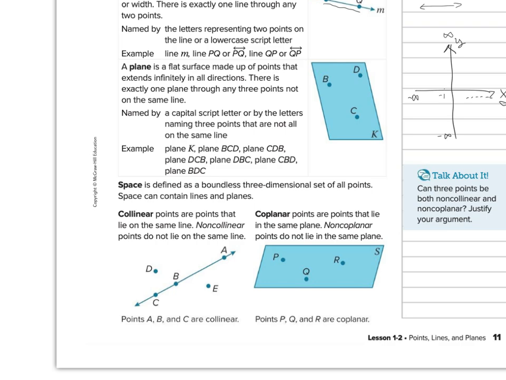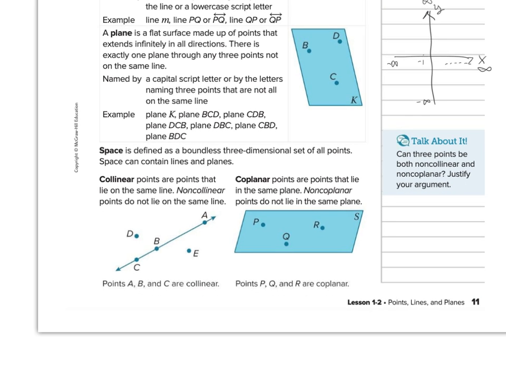Okay. And then collinear means that we have points that line up on the same line. So they line up on that one-dimensional line. They are collinear. As you can see here, A, B, and C are collinear because they're on the same line. D and E would be non-collinear because they do not exist on that line.